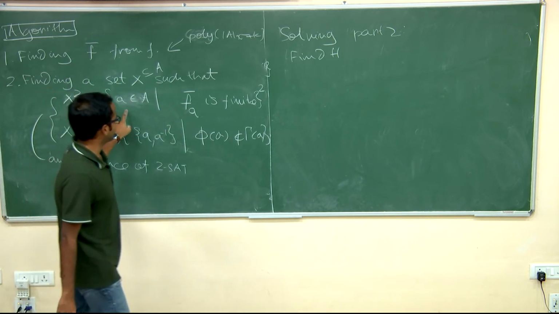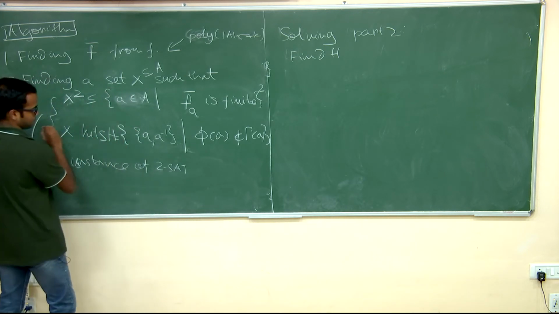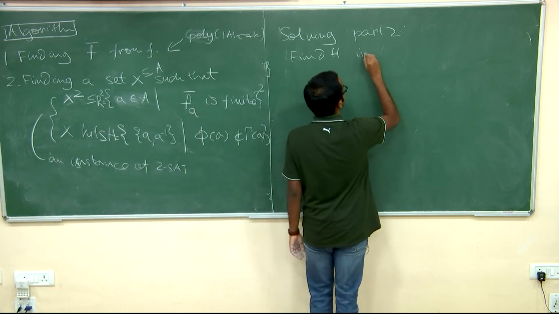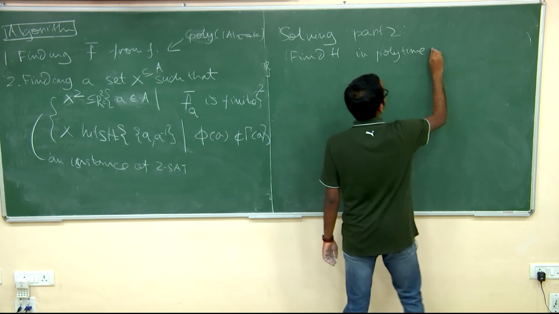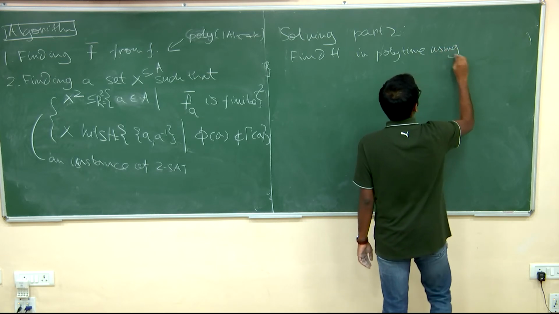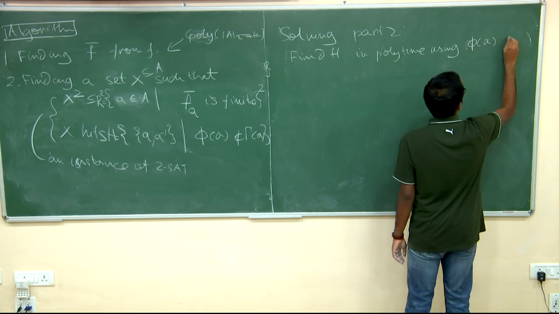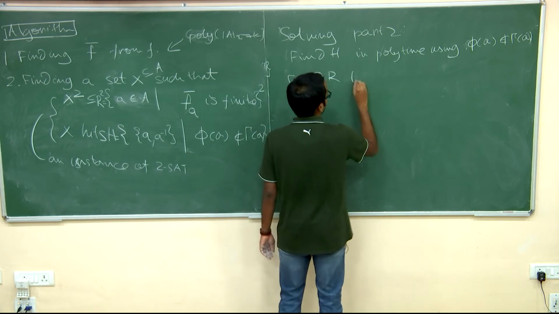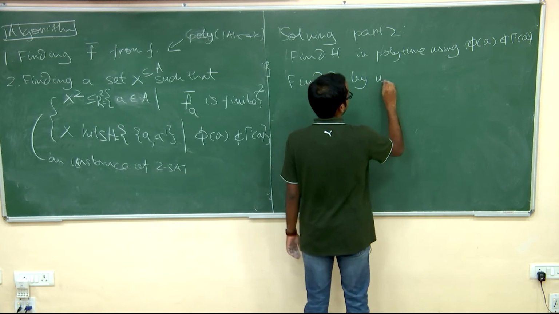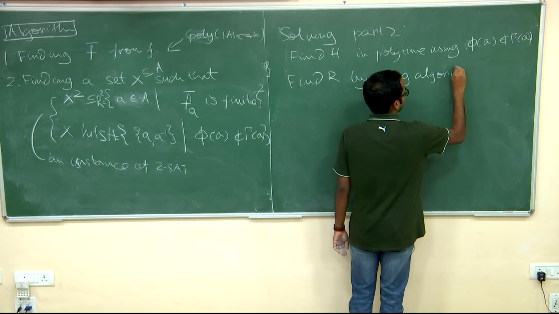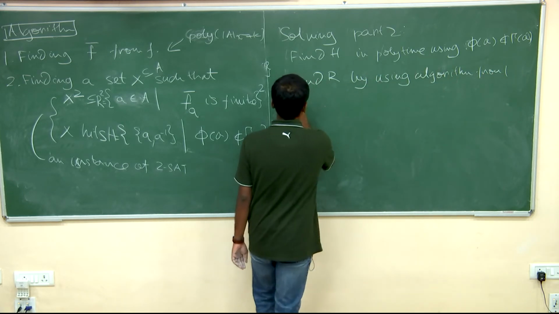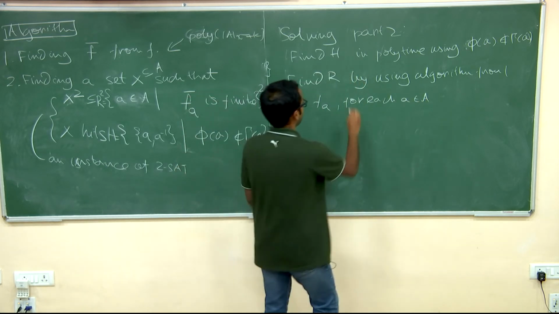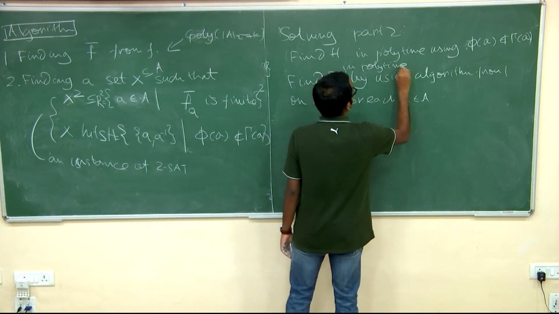Okay, so again this set, I'll call this R squared. Okay, R is also... Find... so both of these steps are polynomial time.